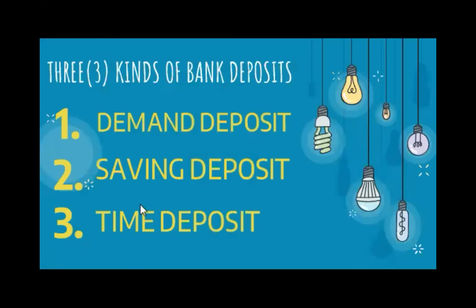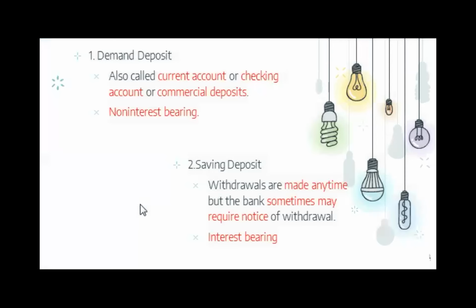So we have 3 kinds of bank deposits. So nagkakaroon tayo ng bank reconciliation because we deposit our money to a bank for safekeeping. So there are 3 kinds. So una, demand deposit. Second, saving deposit. Third, time deposit. So first, let's discuss what is demand deposit. Demand deposit, also called current account or checking account or commercial deposits, and it is non-interest bearing.